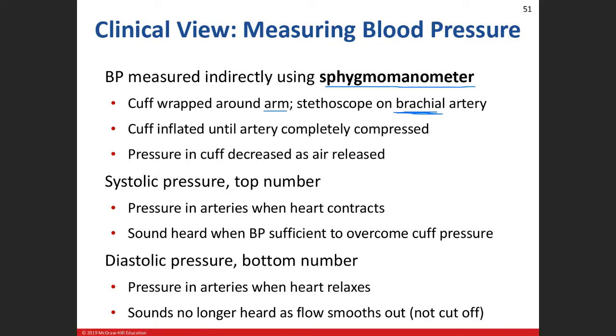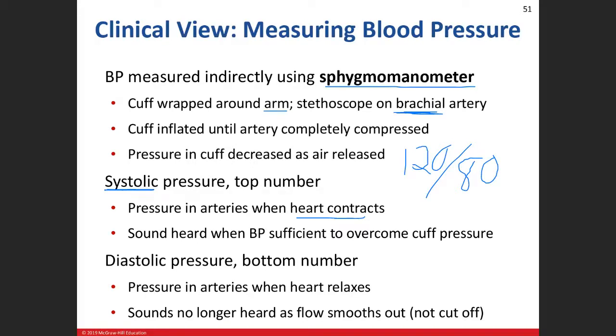So the medical professional is going to inflate the cuff until we have completely cut off the blood flow to that blood vessel, momentarily. And then we start to decrease the air pressure inside the cuff. And we listen. When you hear that first noise, that is going to be your systolic value. What's systolic value? When the heart contracts. So that top number, that 120 over 80, that top number is the systolic. That's the first noise that you hear.